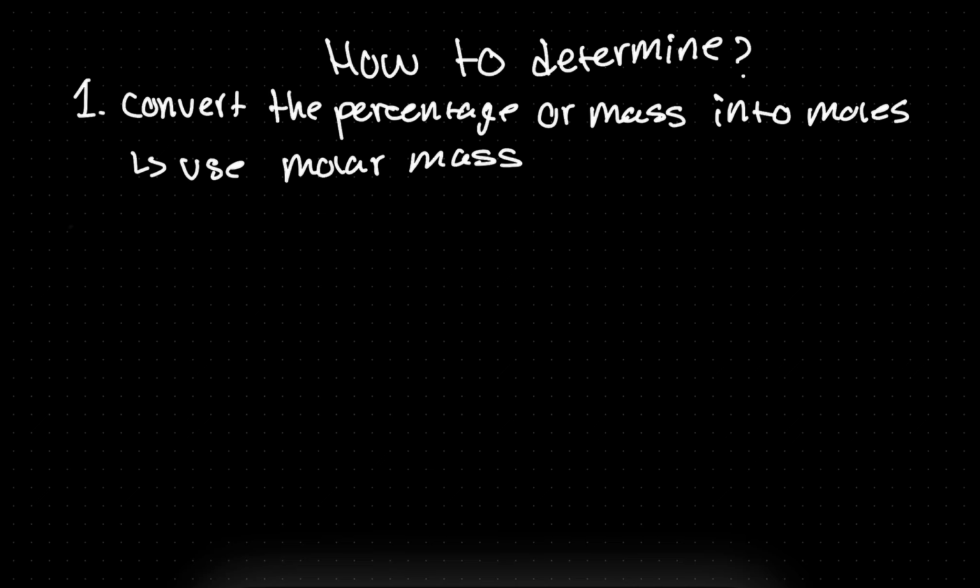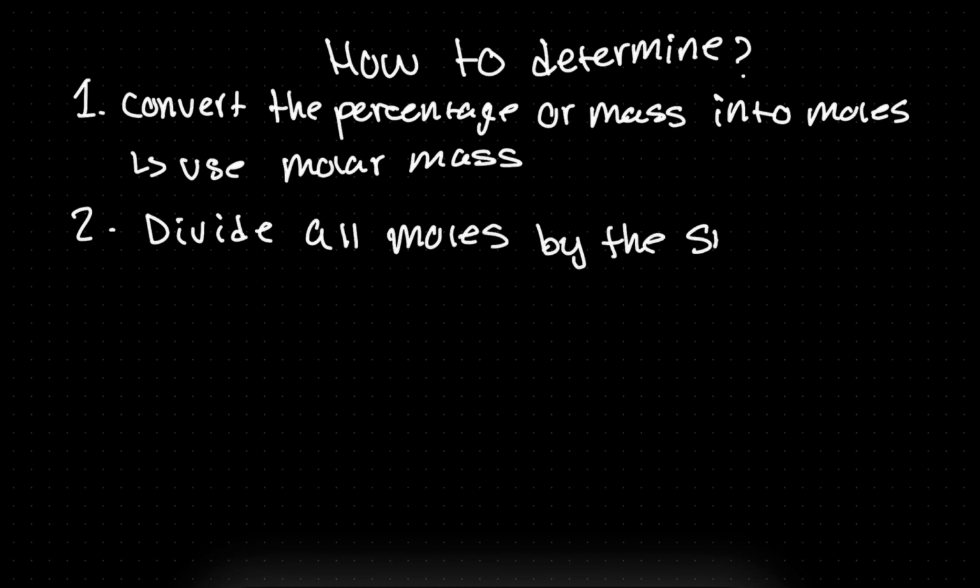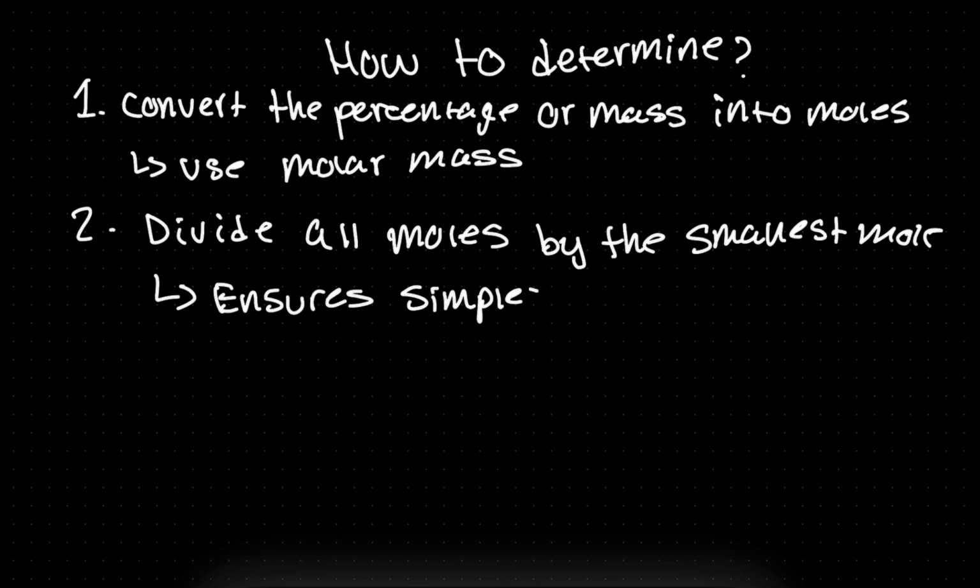So, number 2. Divide all moles by the smallest mole. So, say you divide a bunch of elements by their molar mass, and you get the moles of each. Whichever one is the smallest, you divide all of them by that, right? So this ensures you get the simplest ratio.